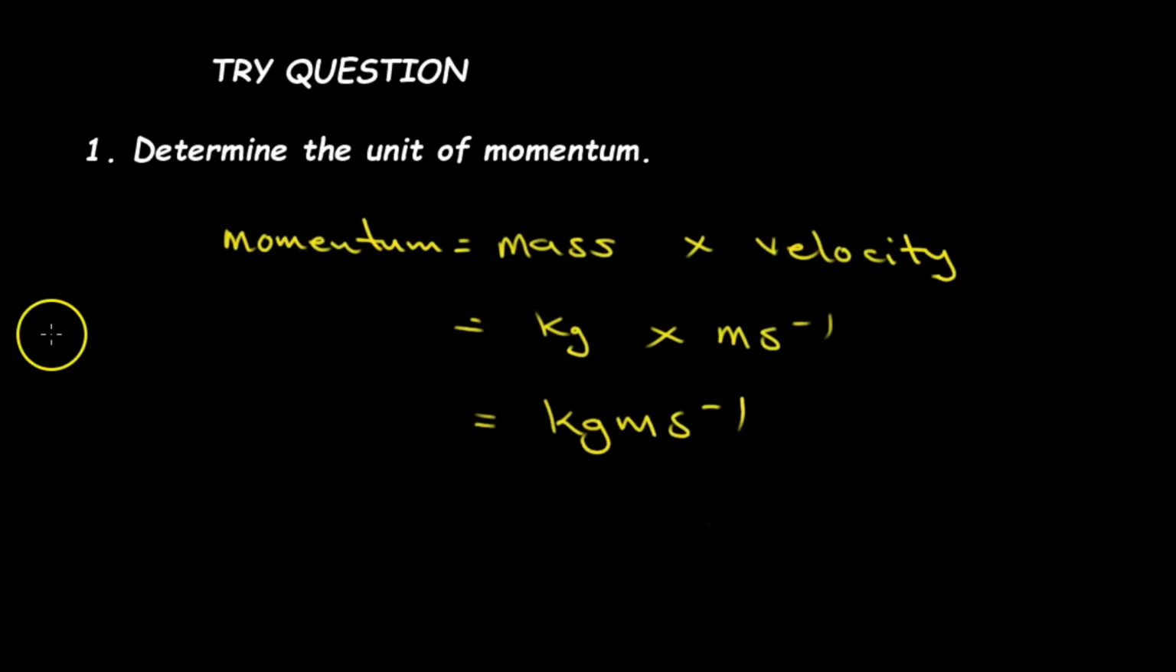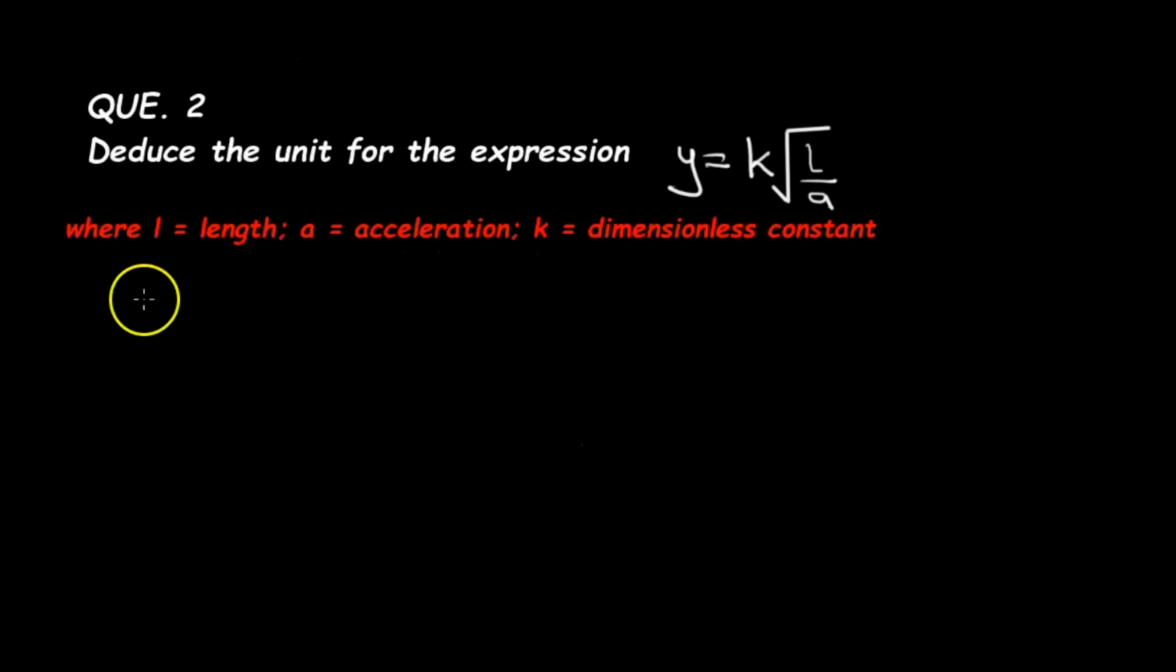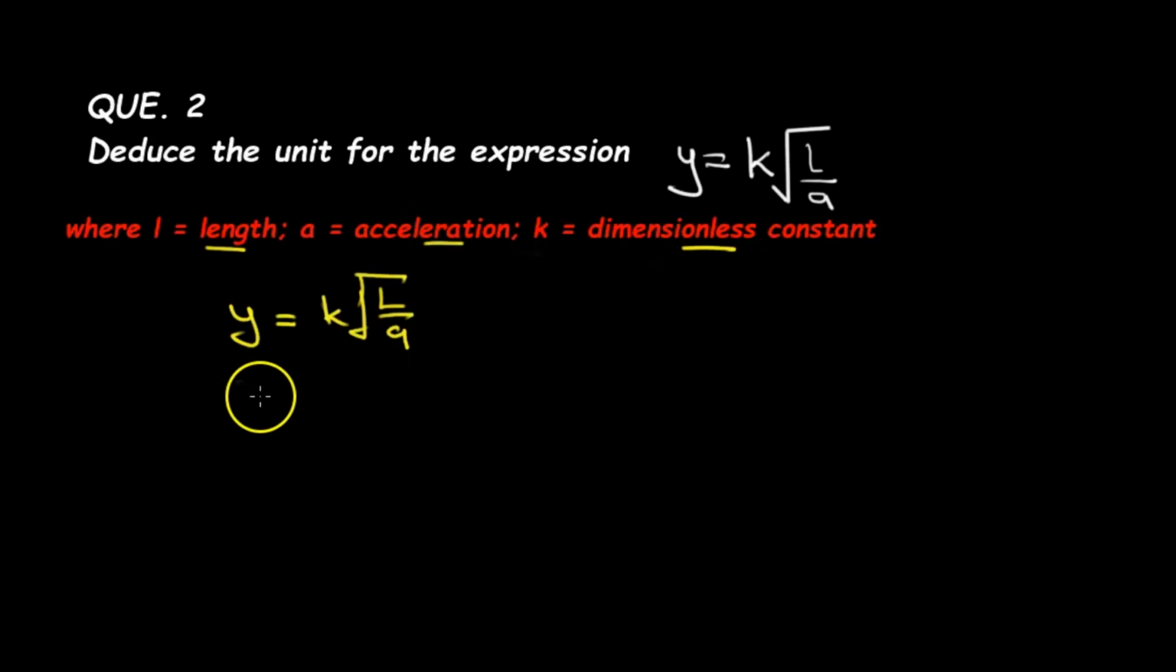Now, let's look at the next question. This is easy, right? So let's check this one. We have to deduce the unit of the expression y equals square root of KL over A, where L is length, A is acceleration, and K is a dimensionless constant. So we are going to write the unit of each of the quantities that have been mentioned here.